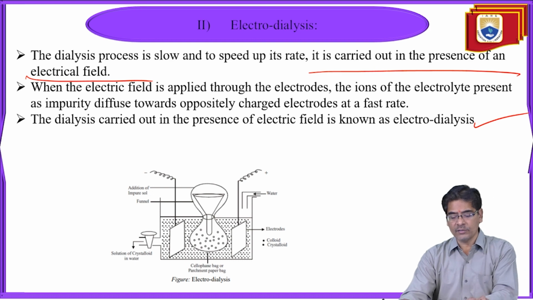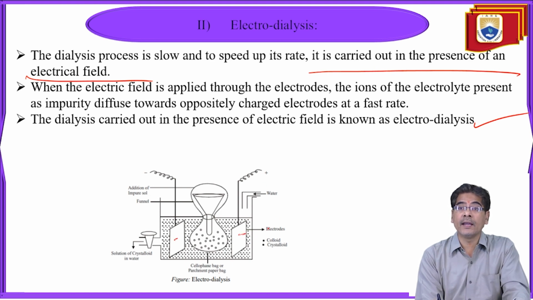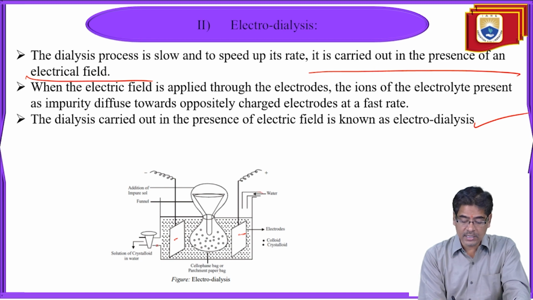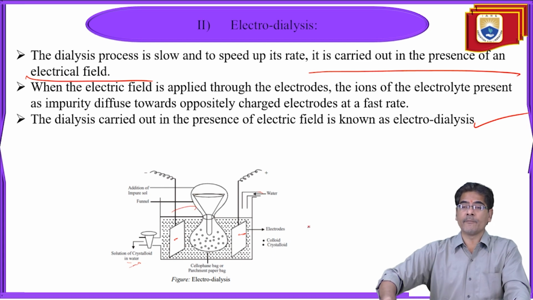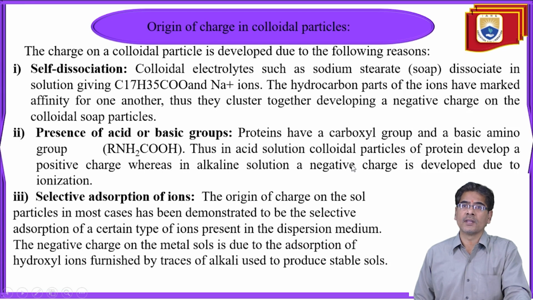So this is somewhat similar to the Bredig arc method, right? This is the cellophane bag or parchment paper bag, right? And these are the electrodes, which are given negative and positive, right? And this is the water that is passed, and the solution crystallized in water, and this is the funnel, right? So in this way, the purification of colloids can be done, right?